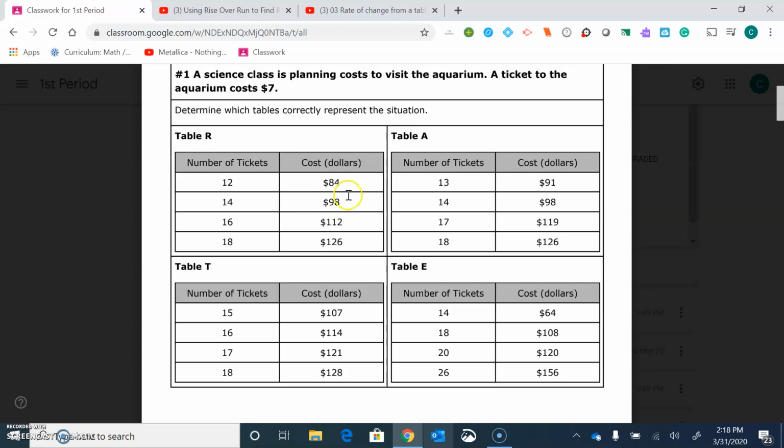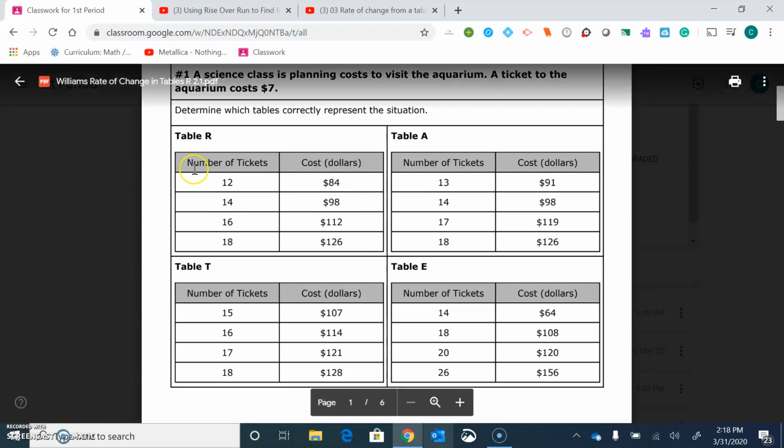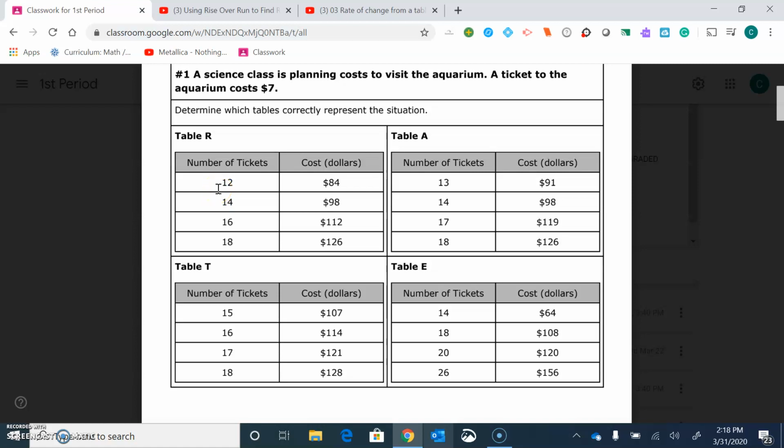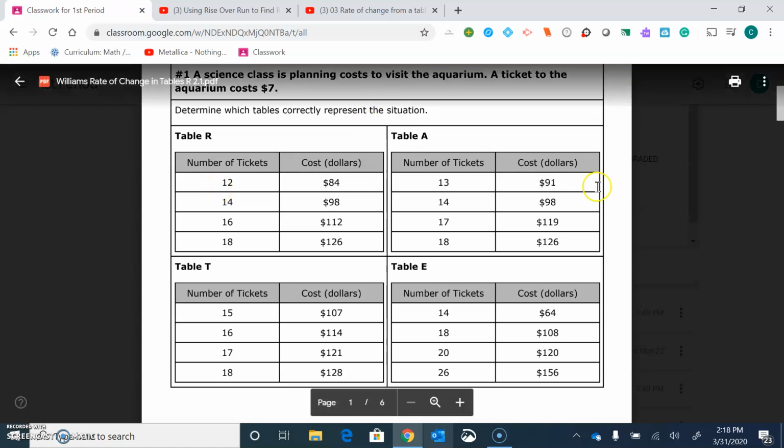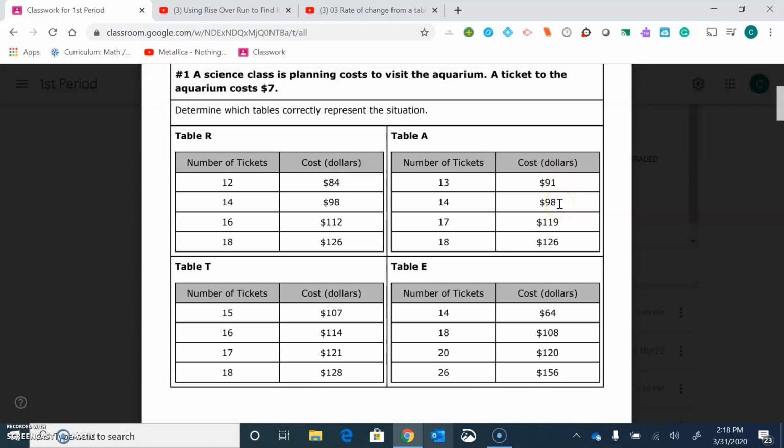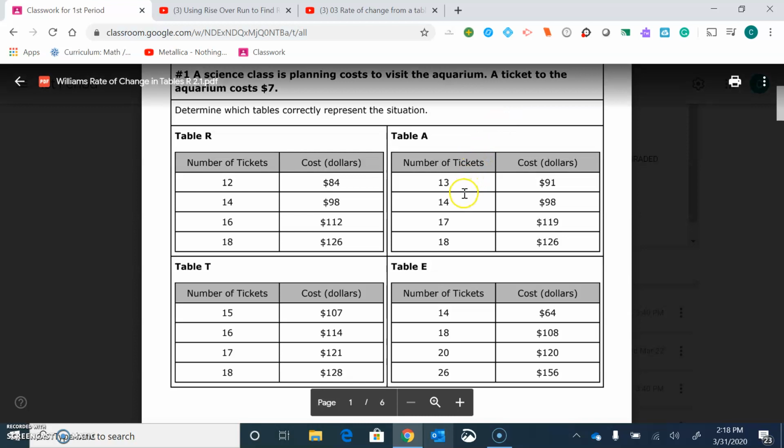84 to 98. Write that number here. From 12 to 14 is 2. Write that number here. Then you would divide this number by whatever is on the x side to see if it equals 7. If it does not, then that is not the right answer. You would do the same thing over here. From 91 to 98 is plus 7, so 7 will be over here. From 13 to 14 is plus 1, so 1 would be over here. 7 divided by 1 is 7, and that does equal 7. So that would be the answer for that one.